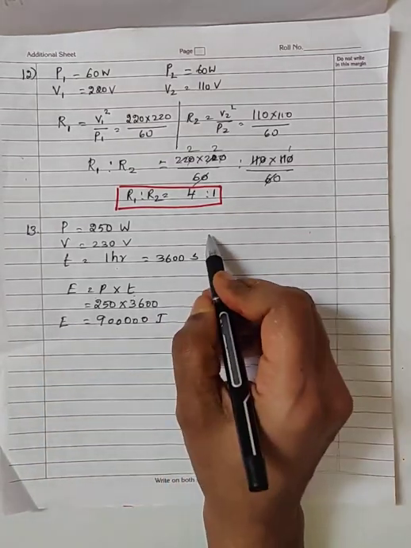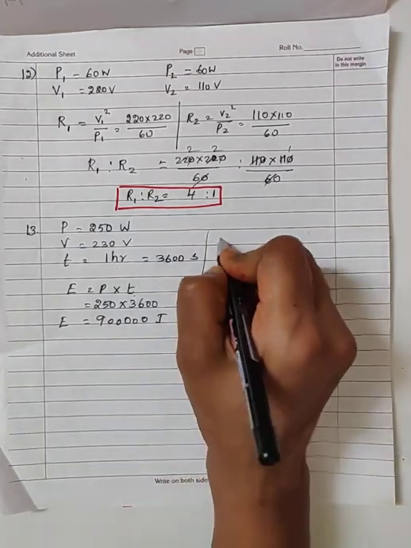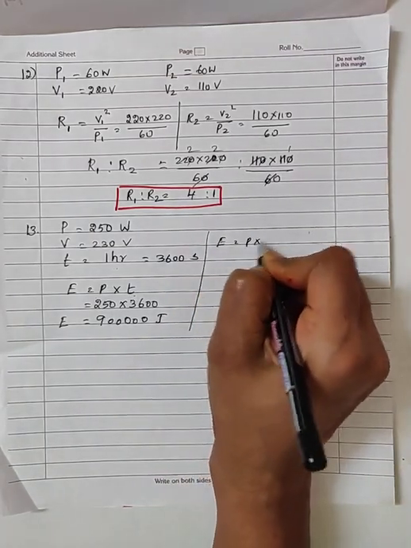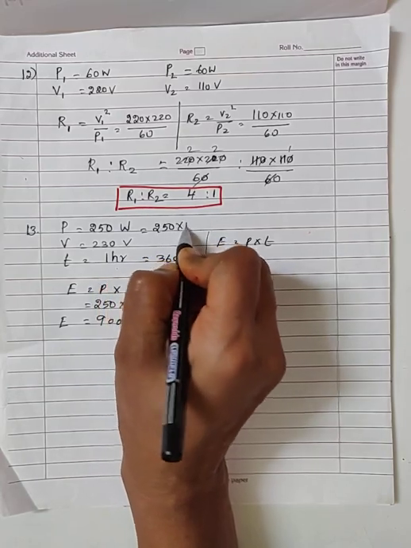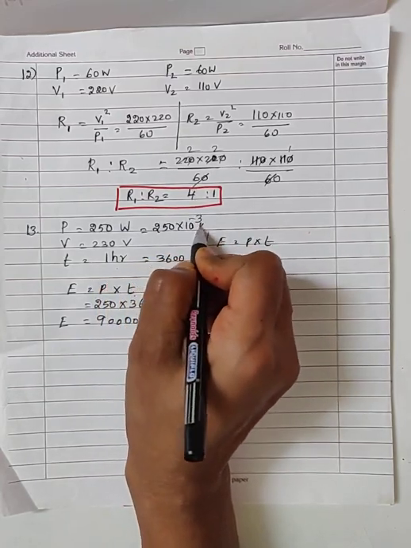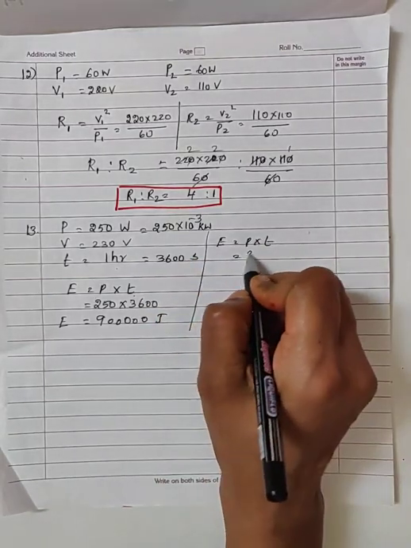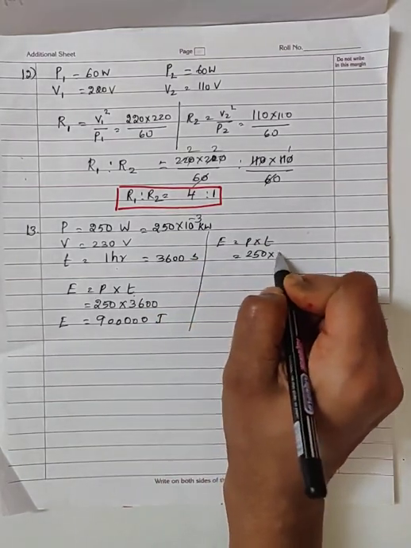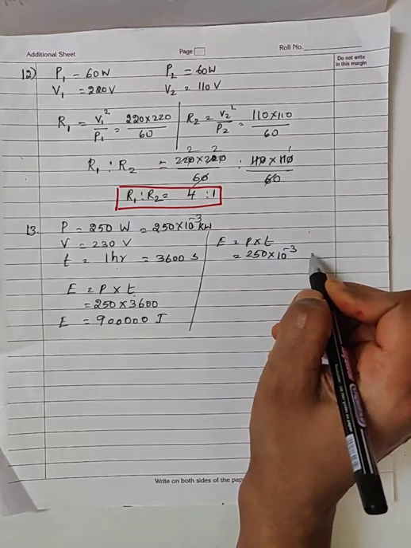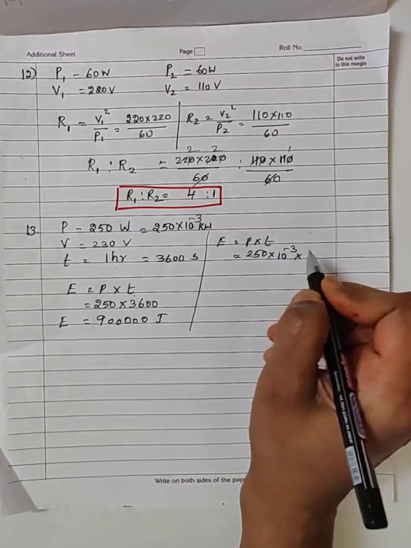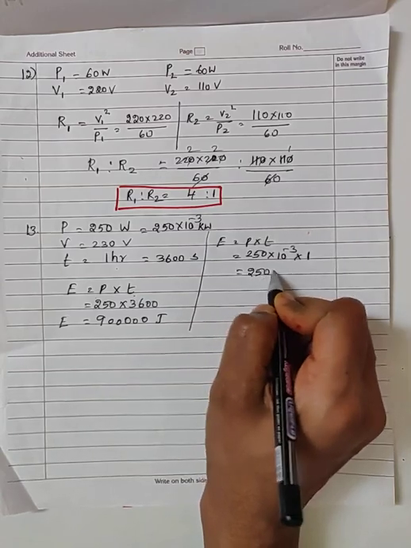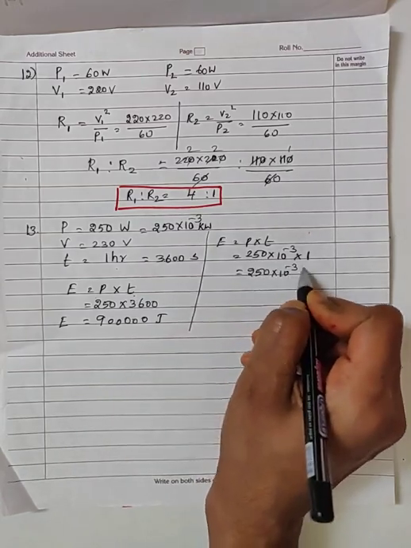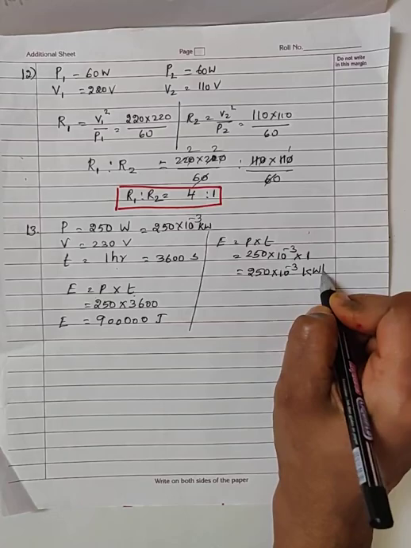On the other side, I calculate energy in kilowatt hour. Energy is equal to power into time. Power is given as 250 watt. To write it in kilowatt, it is 250 into 10 power minus 3 kilowatt. Substitute power in kilowatt and time in hour. Then we will be getting 250 into 10 power minus 3 into time, which is given as 1. So which is equal to 250 into 10 power minus 3. The unit is kilowatt hour.